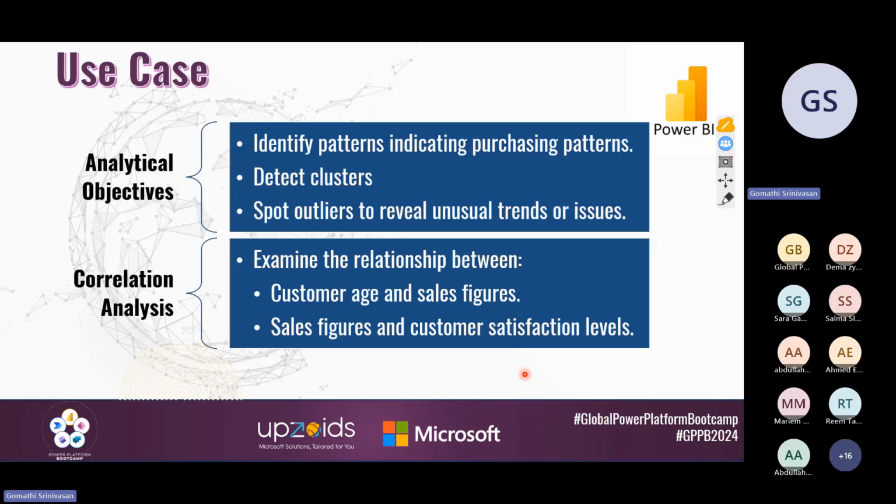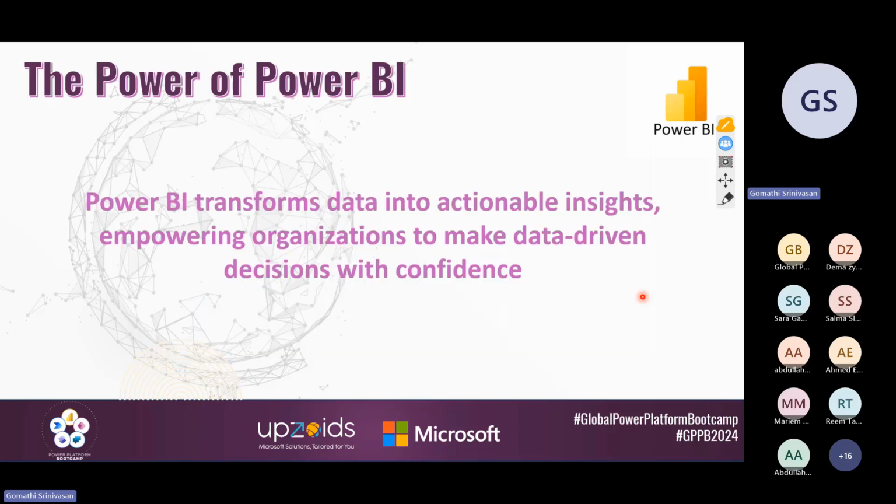So we will understand two important things. The first one is an outlier. We have to detect the clusters and spot the outlier. The second one is we have to find the relationship between the customer age, sales figure, and the customer satisfaction level.